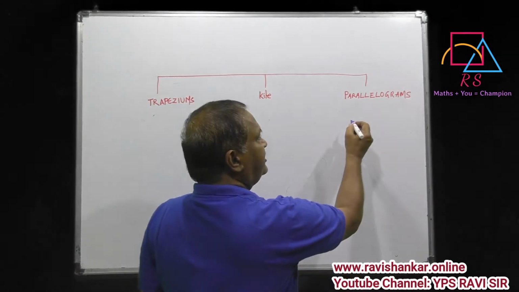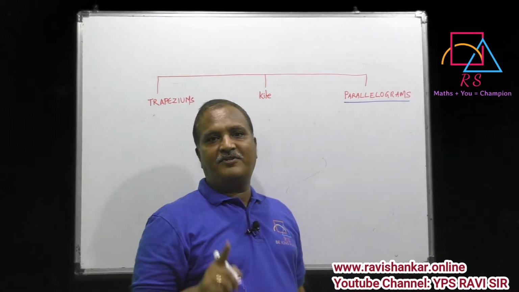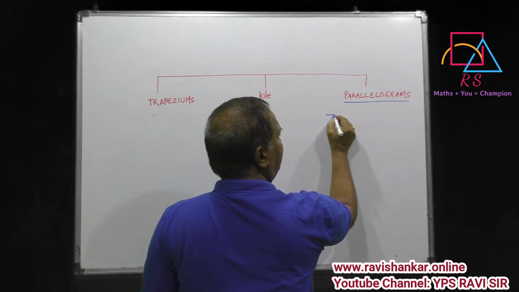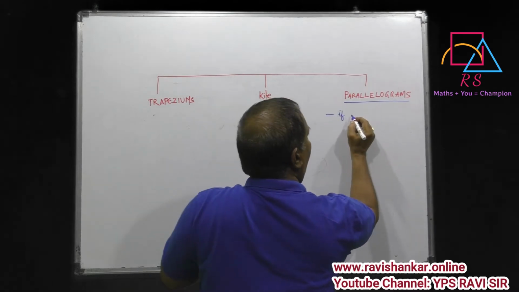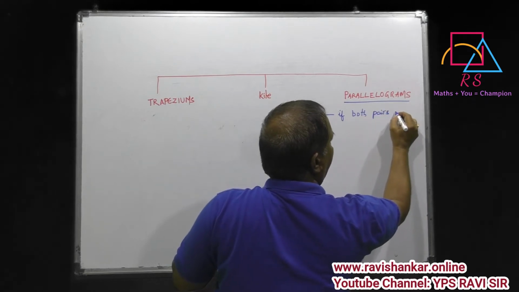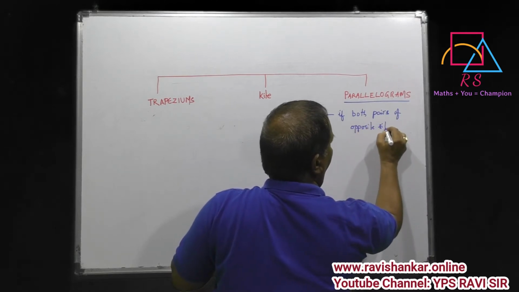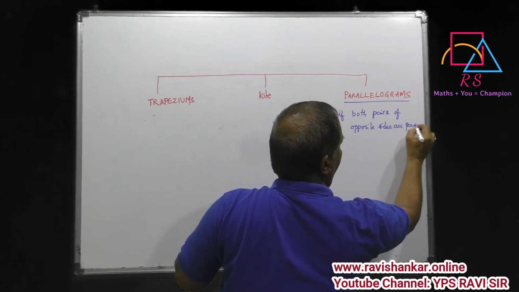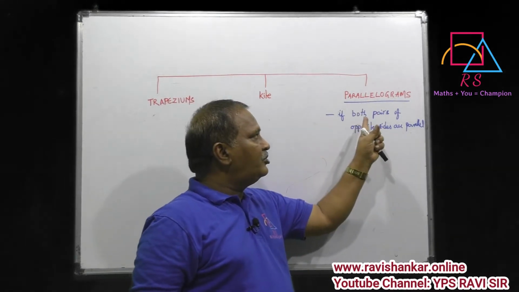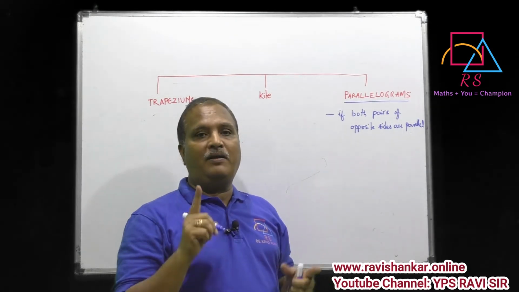One type is parallelograms. A very important type of quadrilateral is the parallelogram. When does a quadrilateral become a parallelogram? If both pairs of opposite sides are parallel. This is one way. If both pairs of opposite sides are parallel, then the quadrilateral becomes a parallelogram.